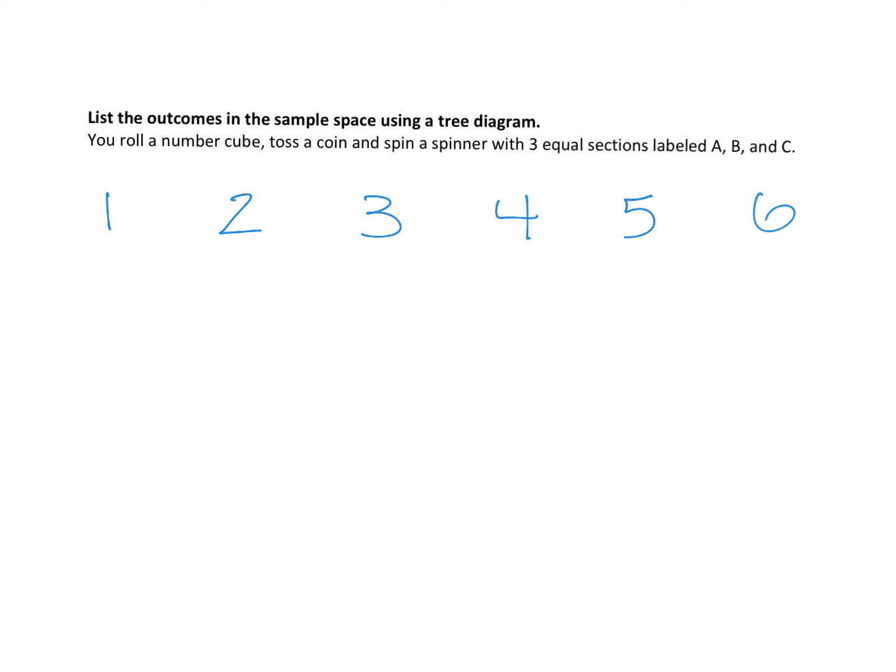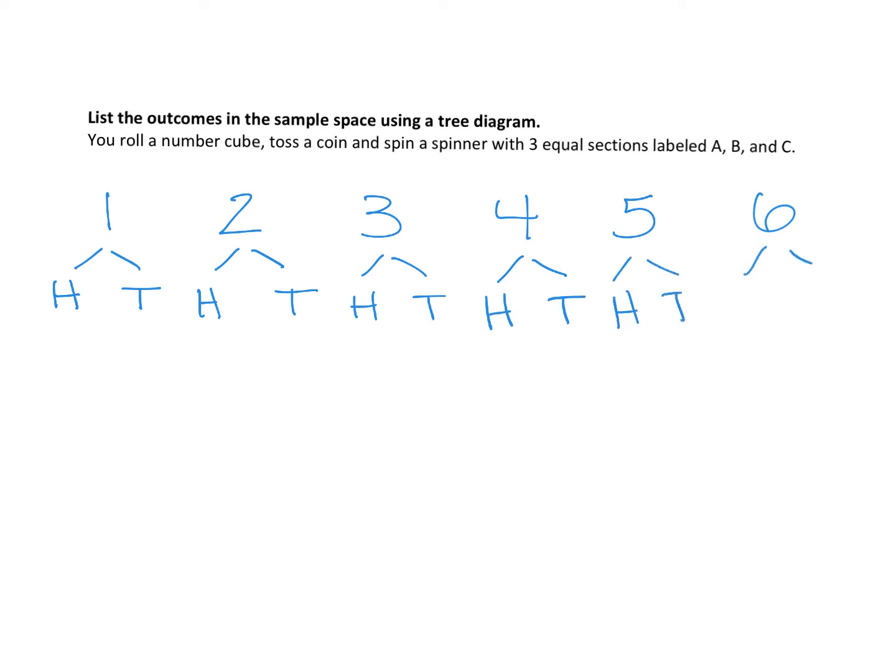Now, if I had gotten a 1, I could also then, in my next event, toss and I could get a heads or I could get a tails. And I could do that for the 2, 3, 4, 5, and 6. So we could then get a heads or a tails. And there we go. So now our next event is that we're going to spin the spinner with 3 equal sections.